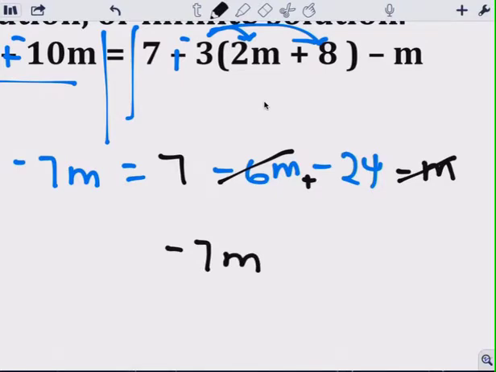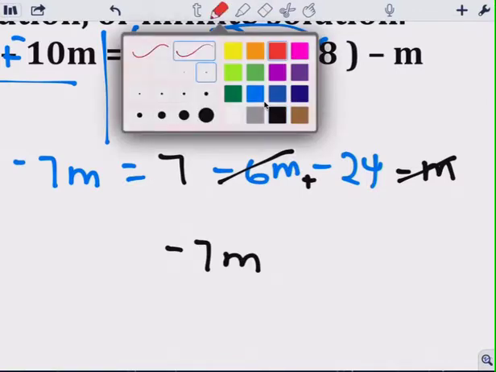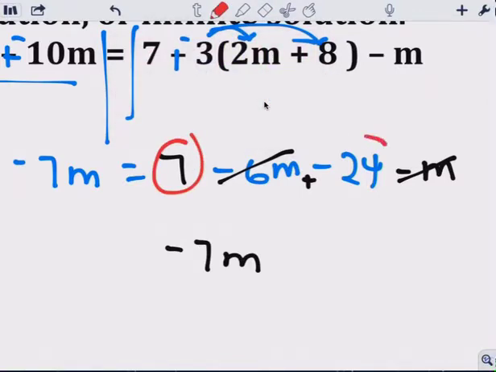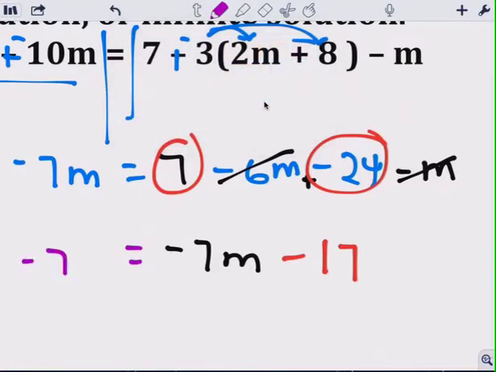I'm going to combine my m first, -6m, and an m gives us -7m. And these two combined, I'm going to use another color so you can see better. These are alike right here. Okay, those are alike. That gives you a -17. Okay, that is equal to a -7m.